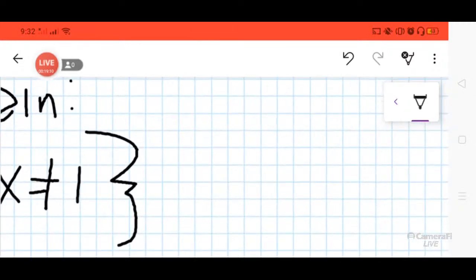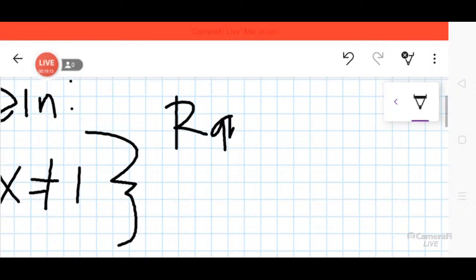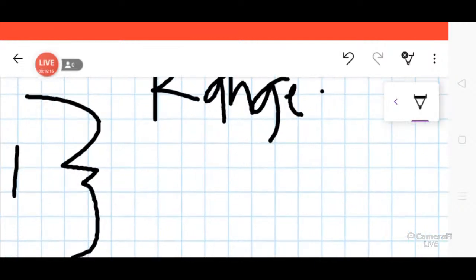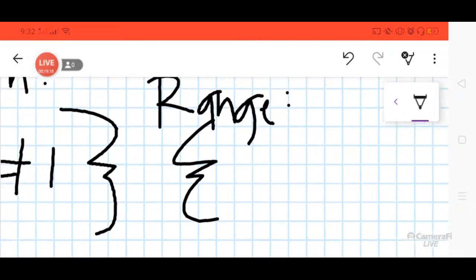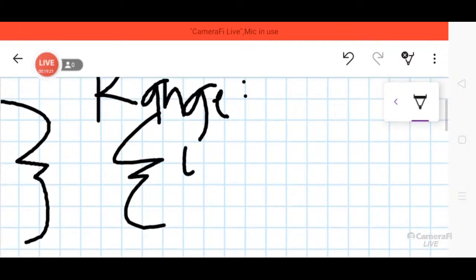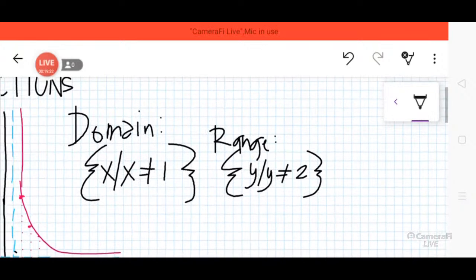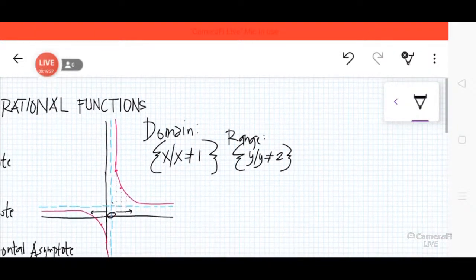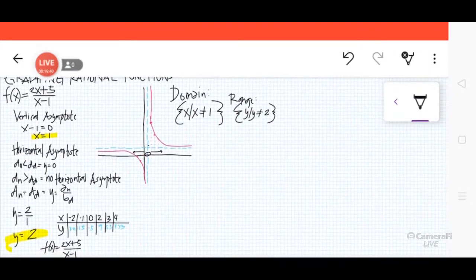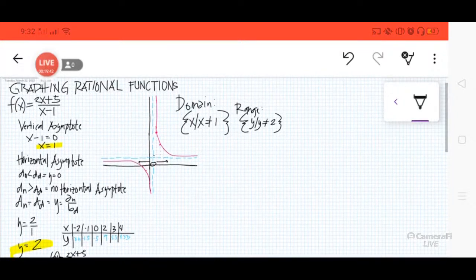So what about the range? For our range, y is not equal to 2. Meaning, the set of all y except 2. So this is how we can sketch the graph using the given function f of x equals 2x plus 5 over x minus 1.